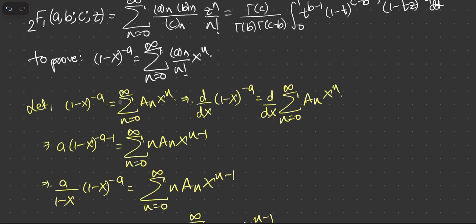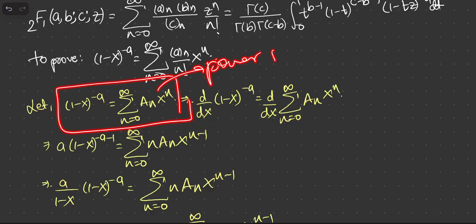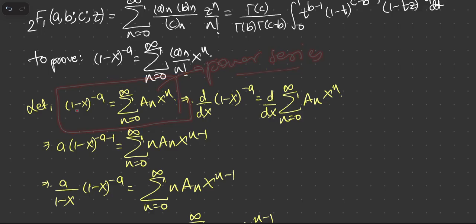Let's play around with a power series of the function. Let the power series be the sum as n goes from 0 to infinity of a sub n times x to the n. Here a sub n is the coefficient, which we have to evaluate in this video, and that's going to be equal to this thing.